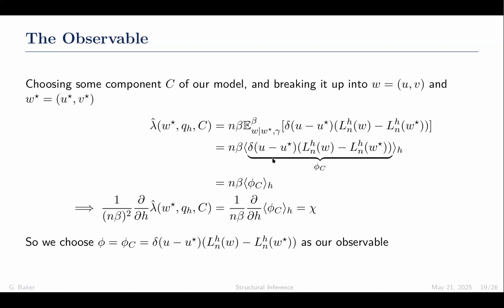So we can choose this interior quantity here to be our observable. So let's look at this interior quantity a little bit. In order to implement a weight restriction in our model, we choose some component. We break our model up into a part of the model which is not a member of that component, and a part of the model which is a member of that component. So U and V, where V is a member of the component. We freeze U, and then we only allow V to vary.